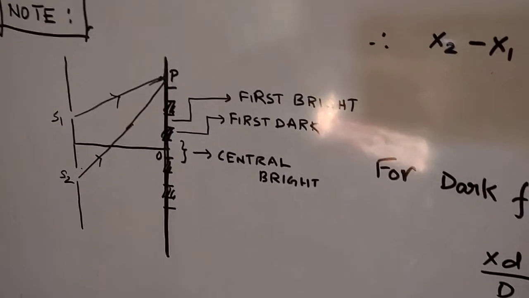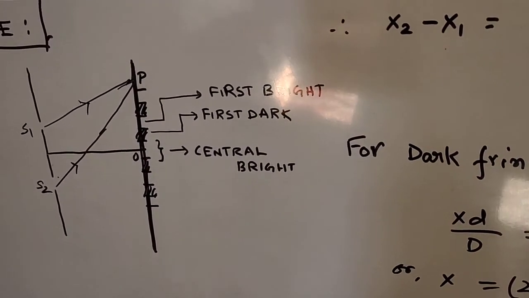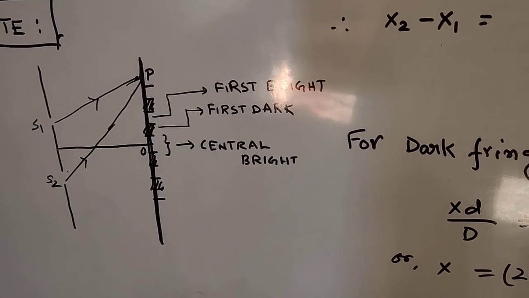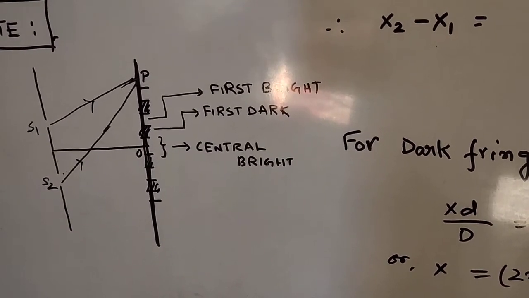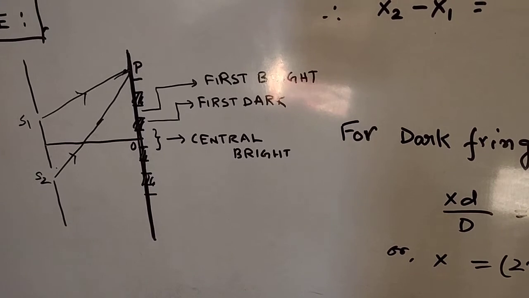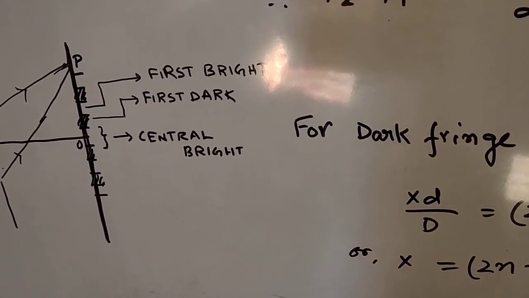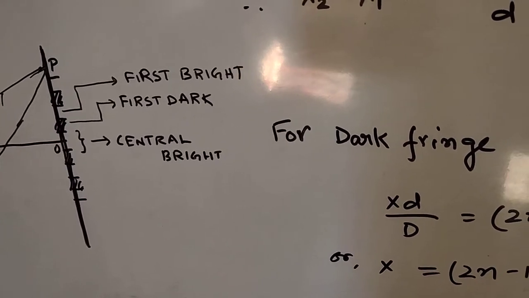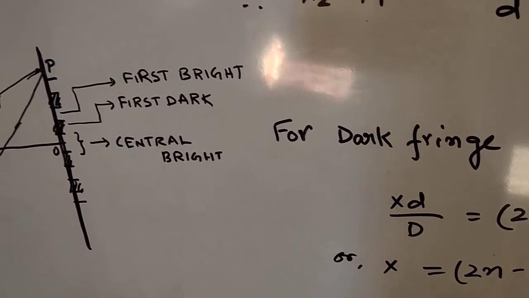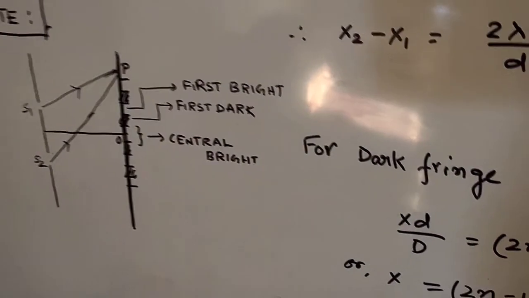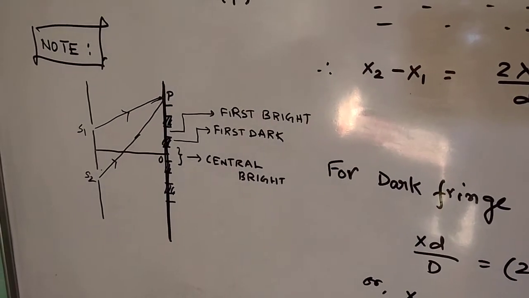And you see this figure. P is a point. At O you will get a central bright fringe, and the shaded part we are trying to show is the first dark, then first bright, then second dark, second bright. Like this it will go up, and in a similar way it goes down also. So there are alternate dark and bright fringes in the interference pattern.